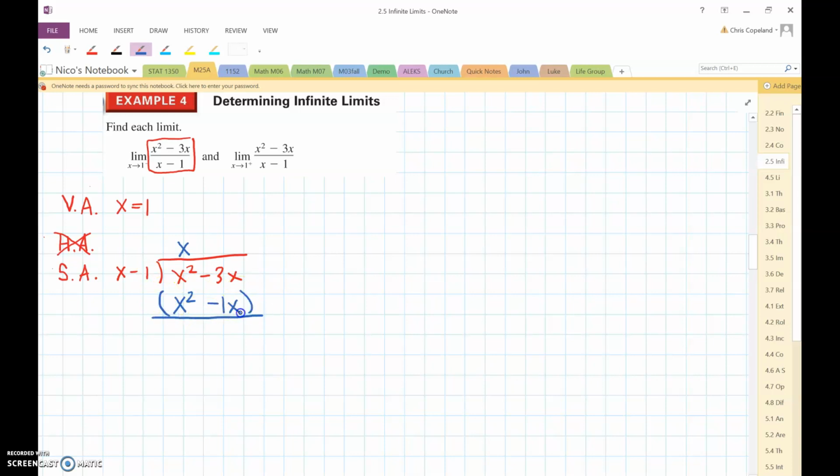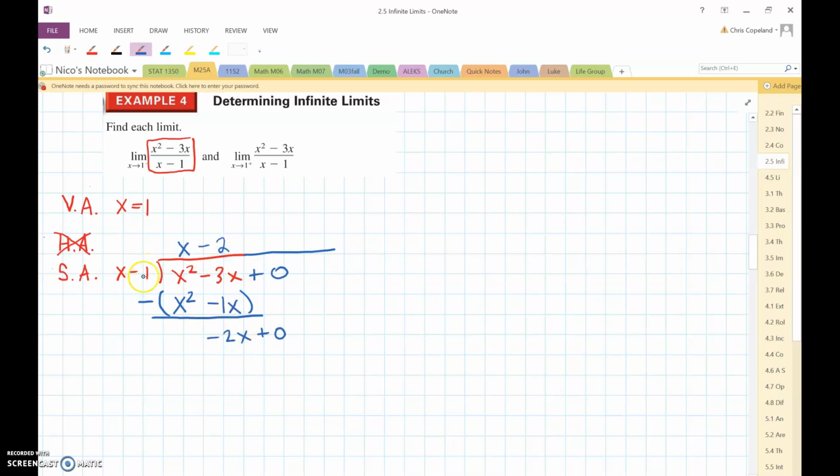Next, I'm going to subtract. So x squared minus x squared, that's going to be 0. Negative 3x minus negative 1x is really negative 3x plus 1x, so that's going to be negative 2x. Next, I'm going to put a plus 0 here, bring that down, and then I'm going to start this process over again. What do I need to multiply x by to give me negative 2x? That's going to be negative 2.